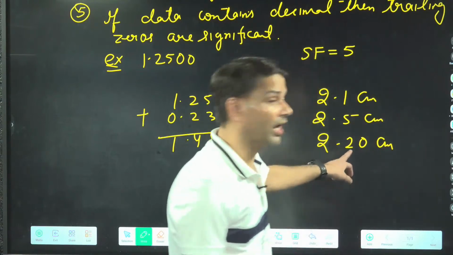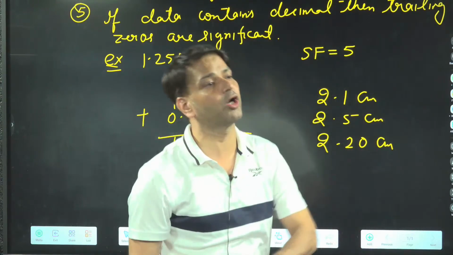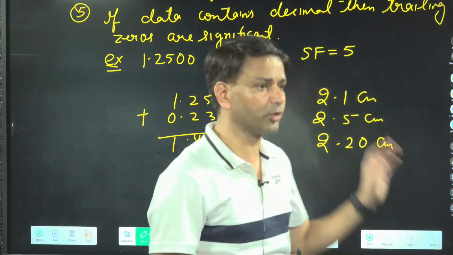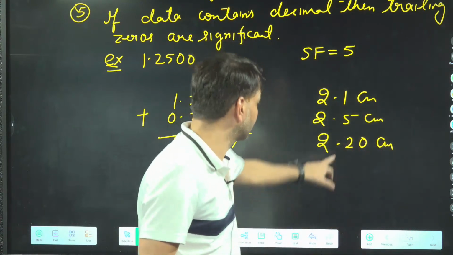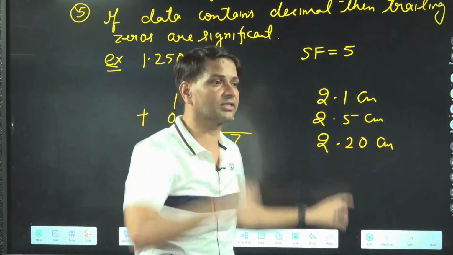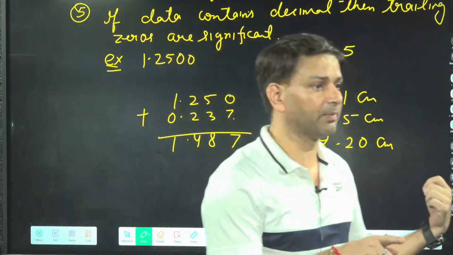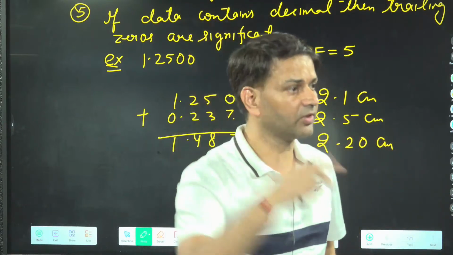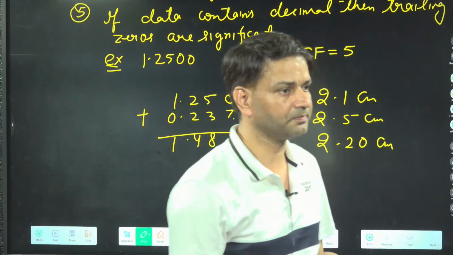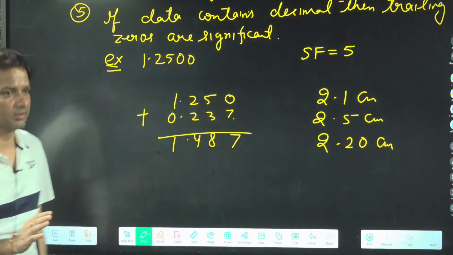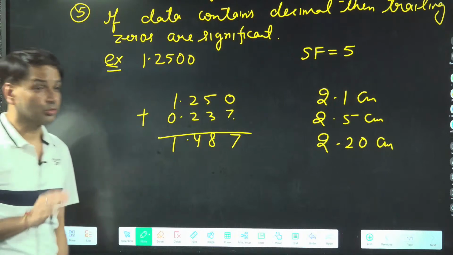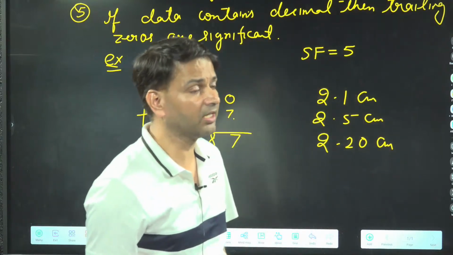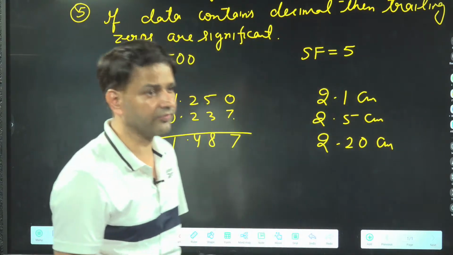So that's why in experimental data we will not put a 0 unnecessarily. If I am putting the 0, this 0 has some meaning. If I put 2 decimal places, the other person will know this data came from the vernier calipers. If I put 3 decimal places, that person will know this data came from the screw gauge. Understood or not? So that's why here this 0 has meaning, and that's why it says if the data contains the decimal, then trailing zeros we have to take as significant.